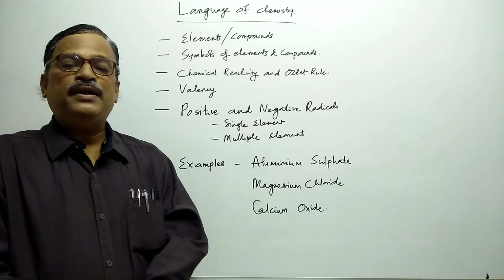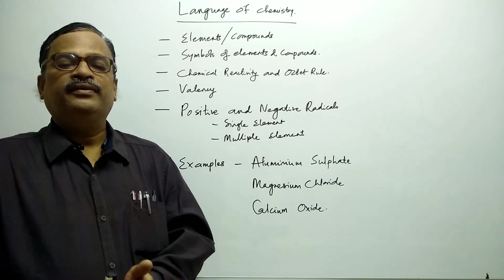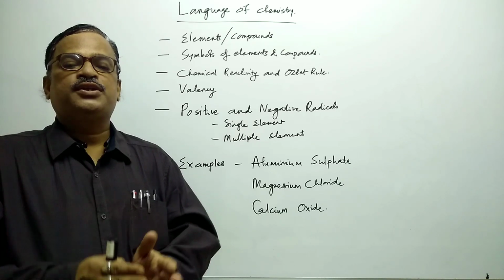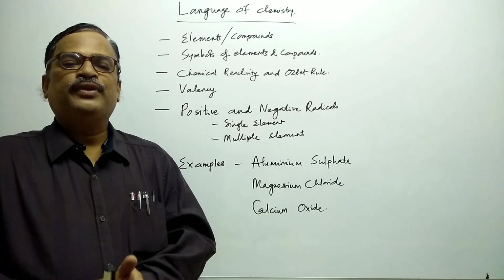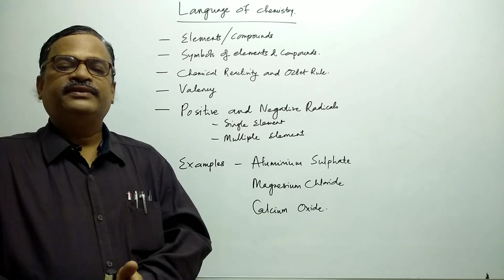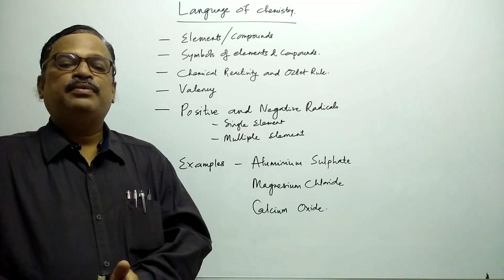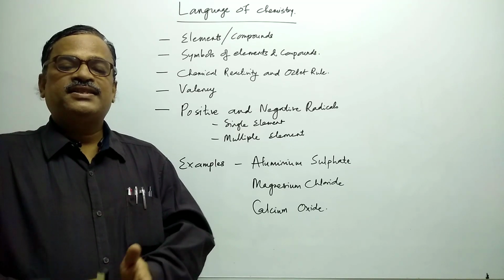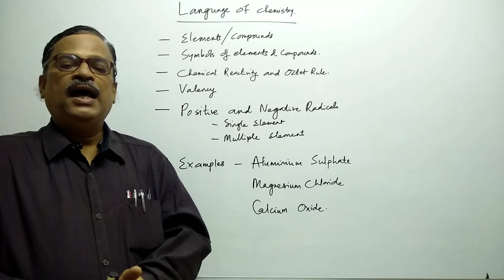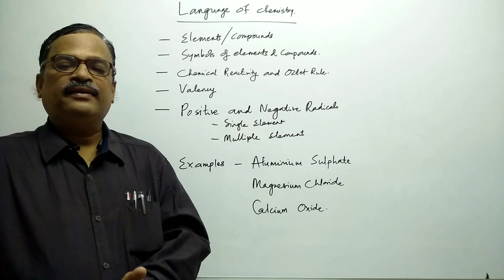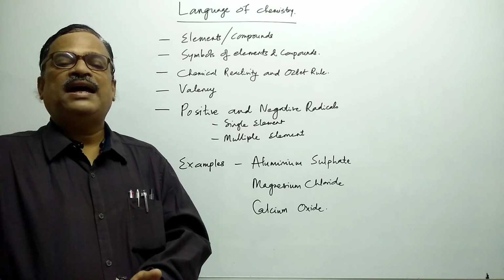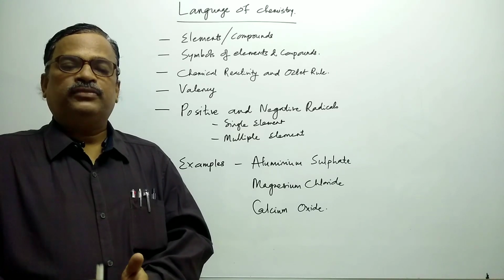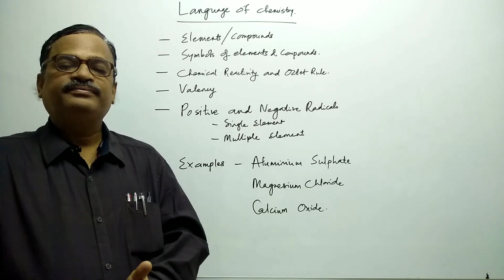Now, for elements where the first letter is common, along with the first letter we have to use a suitable letter from the name of that particular element. For example, the symbol of carbon is C, and calcium also starts with C. The symbol of calcium is C along with the other letter in the name, A, that is Ca. Symbol of chromium is Cr, etc.